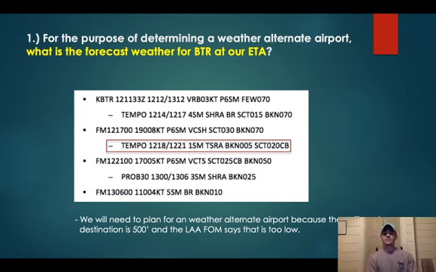Question 1. For the purpose of determining a weather alternate airport, what is the forecast weather for Baton Rouge at our ETA? We have a temporary weather information release here, and it says that on the 12th day of the month from 1800 to 2100, we have 1 statute mile of visibility, thunderstorms and rain in the area, broken at 500, and a scattered layer at 2000 cumulonimbus. Now we're trying to find a ceiling, so we know that the scattered layer is not a ceiling, but broken is, so we're going to use 500. And we're going to need to plan for a weather alternate airport because the ceiling at our destination, being 500, is too low per the Liberty Airline FOM.